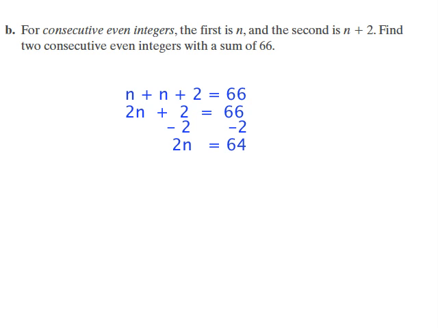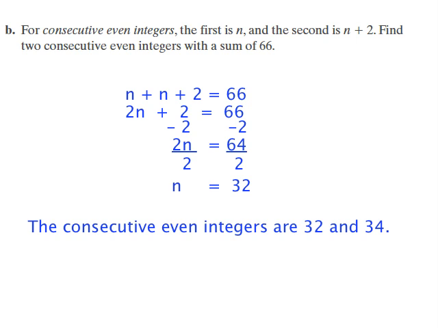Then we divide both sides by 2. So n equals 32. So the first number is 32 and the second number is 34. 32 plus 34 does equal 66.